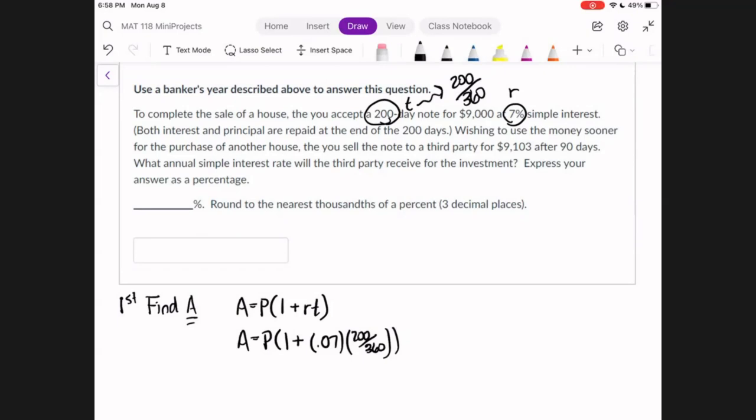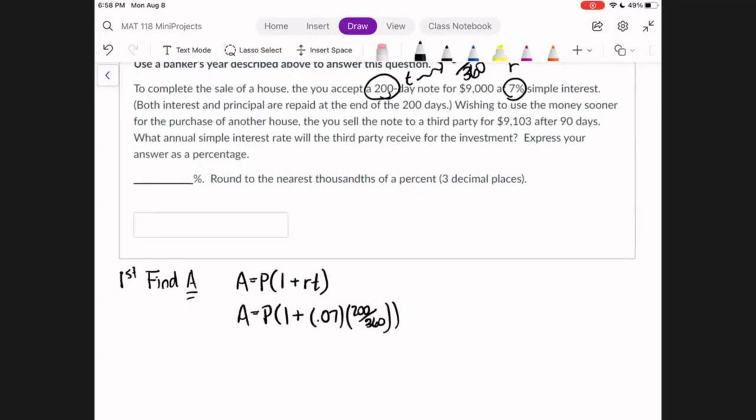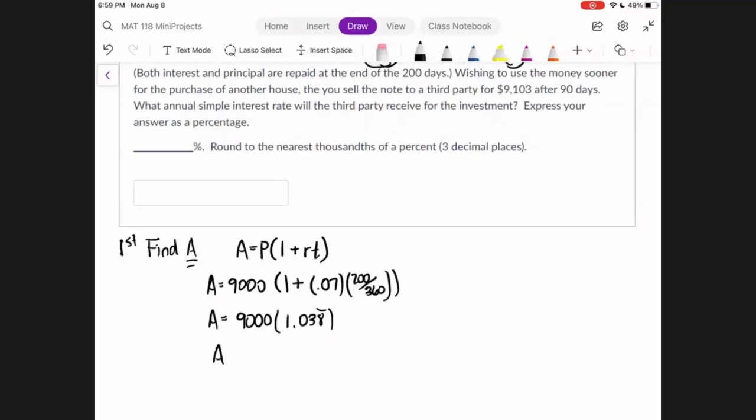Now you can use your calculator, or you can use Desmos, whatever you need to simplify this. And I forgot to plug in the P there, so let me make that adjustment. If you simplify what's in the parentheses, the 0.07 times the fraction, and then add 1 to it, we get a repeating decimal, 1.038888. Then A would be 9,350. So it says here, what annual simple interest rate will the third party receive for this investment?